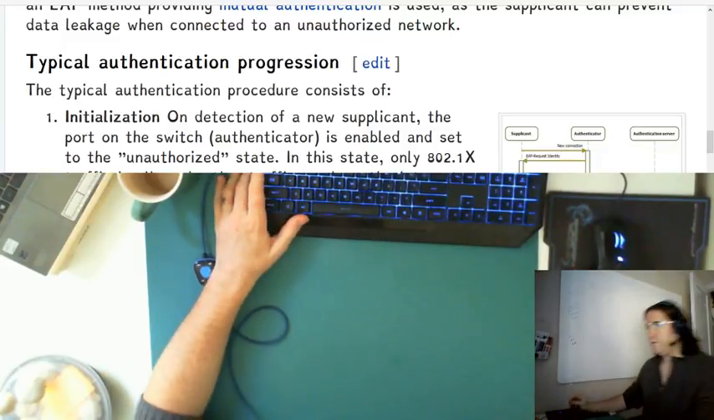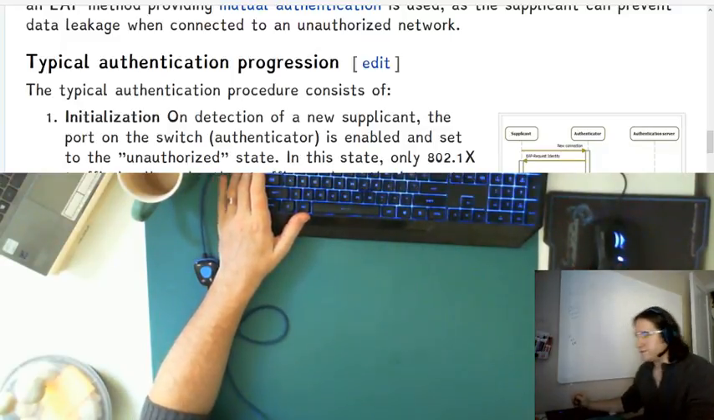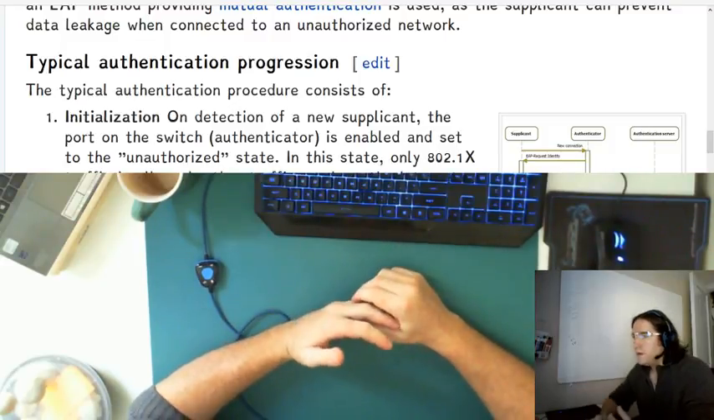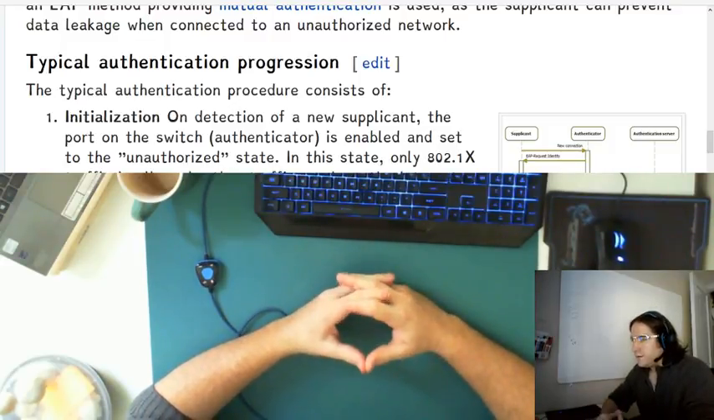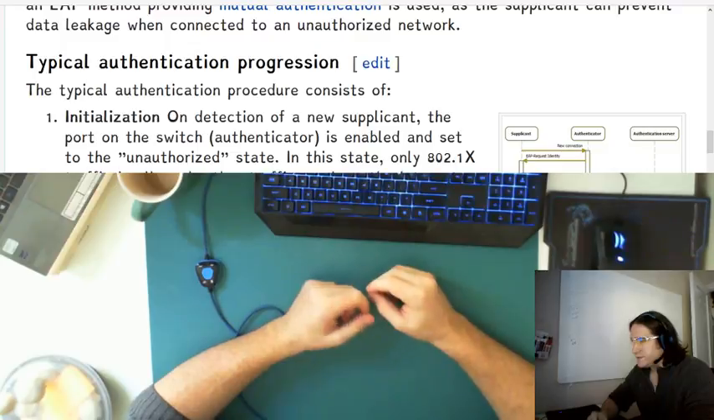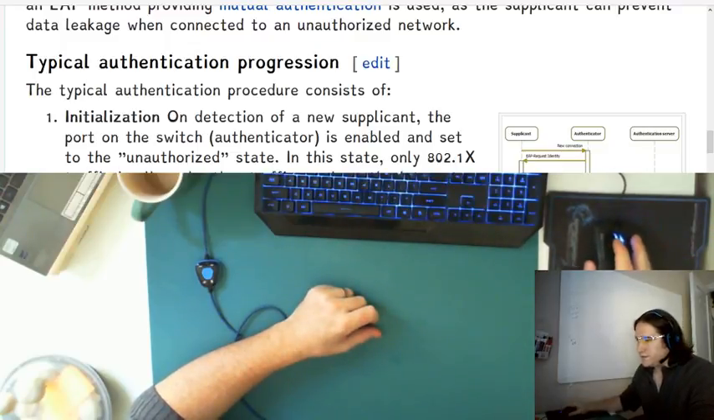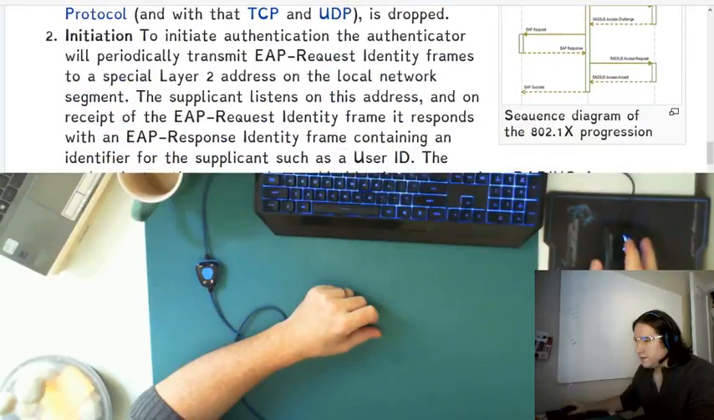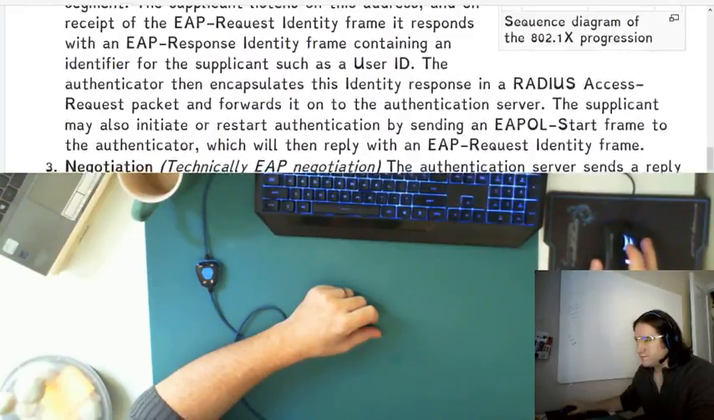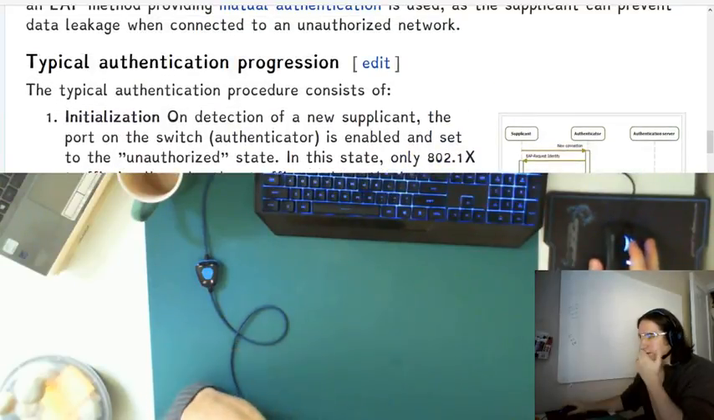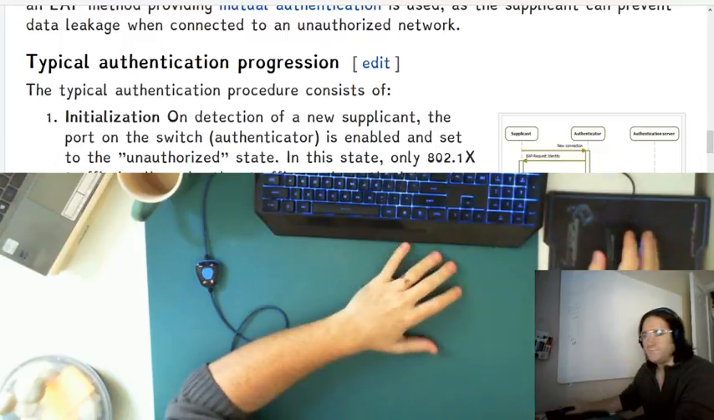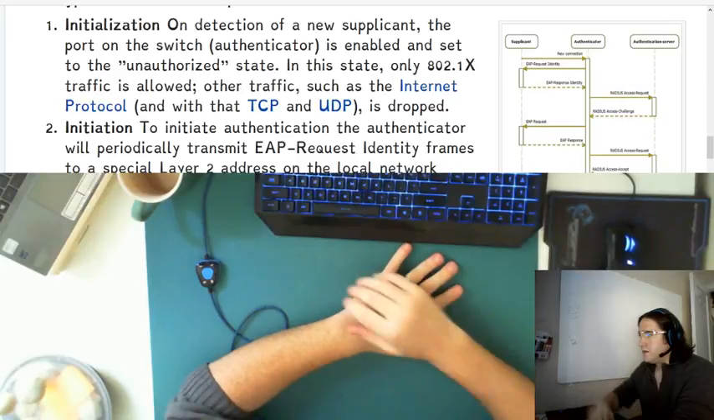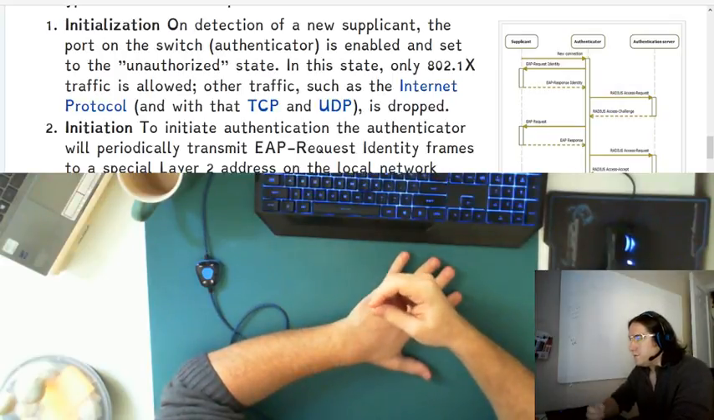Okay, 802.1x, typical authentication progression. The typical authentication procedure consists of initialization, initiation, negotiation, and authentication. That is the four-way handshake. So you have the initialization on detection for a new supplicant.